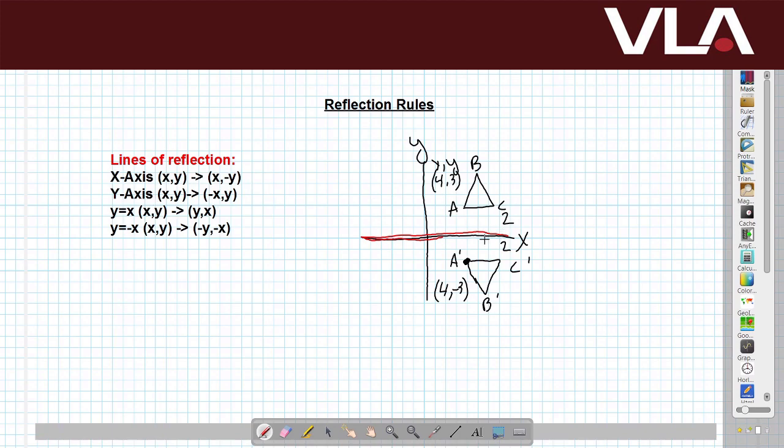Instead of reflecting across the x, you reflect it across the y. So in this case, if I was doing this shape, it'd go over here. It still would be equal distance from the y-axis. And the only thing that changes now is your y value stays the same, but your x value is the opposite.